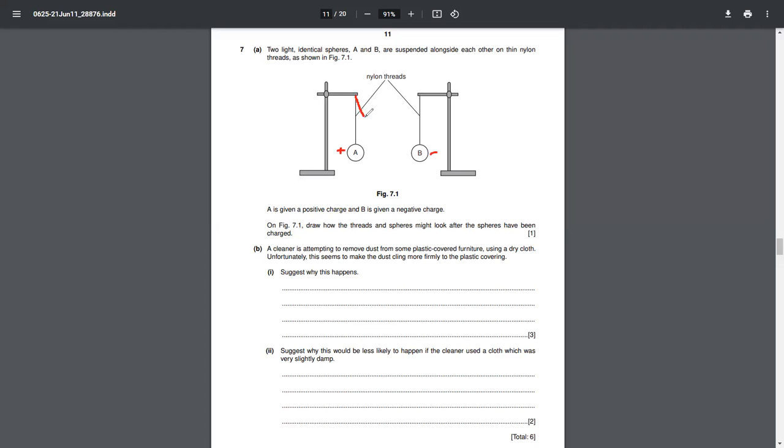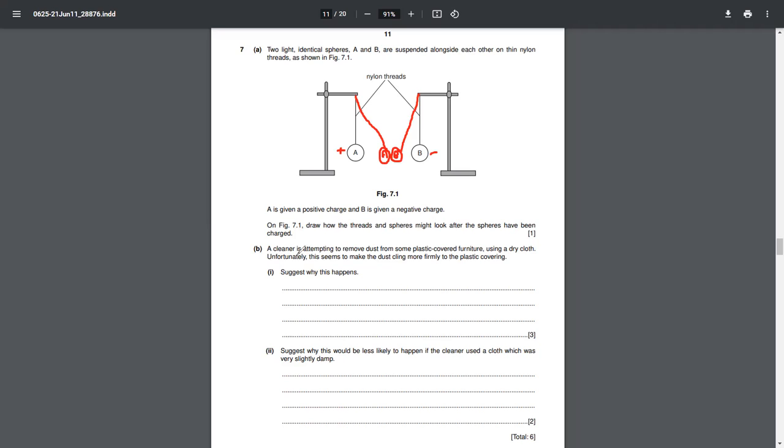So what will happen is that they will be attracted to each other like this, and that's how we will draw it, just touching each other. They are touching each other since there is a force between them. This is A, this is B. Okay, this is one thing.